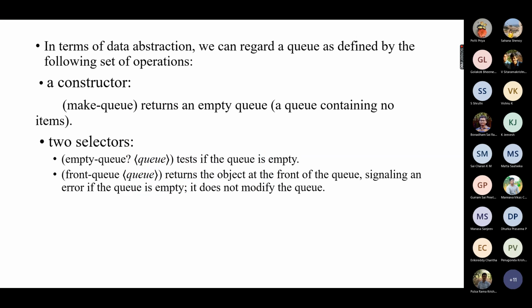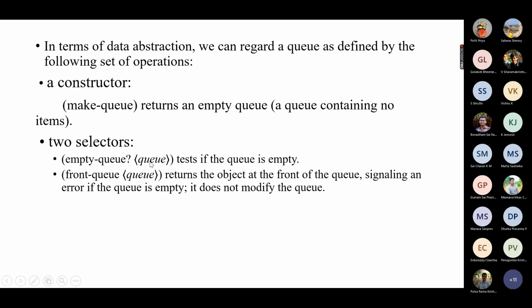Now let us analyze the set of operations we can perform on the queue. One is a constructor. The constructor makes a queue and returns an empty queue. That means the queue will not have any item, but it will have some structure. And what do I want? I want two selectors. The first is empty queue question mark. Given the queue, I will apply the procedure empty queue question mark, which will test whether the queue has any item or not, whether it is empty or not.